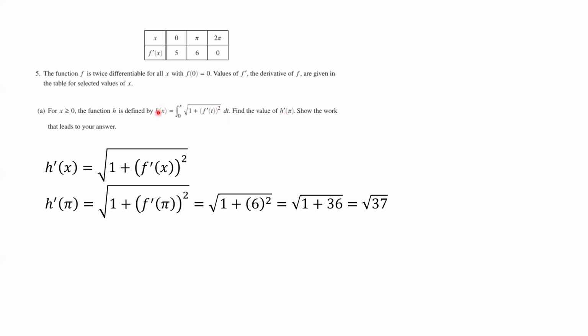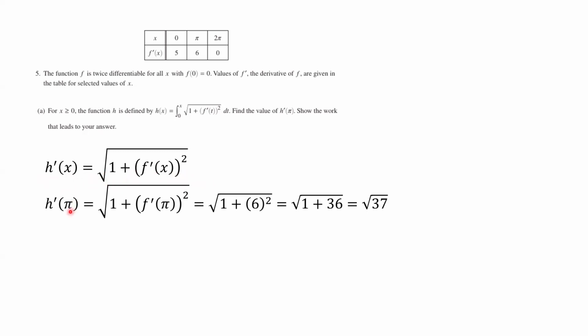How do we get h prime of x? We want to differentiate this. This should look familiar. We need the fundamental theorem of calculus. So we just plug in the upper limit as the variable of integration. So we plug in x wherever there's a t. And then we differentiate x with respect to x, so that would be 1. So times 1, which I did not write. So that's how we get h prime of x by the fundamental theorem of calculus.